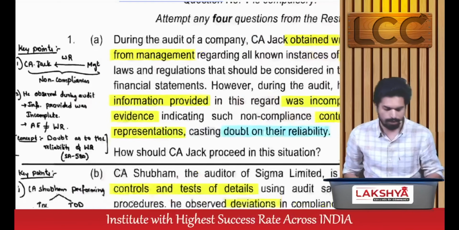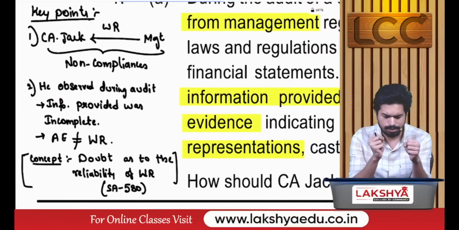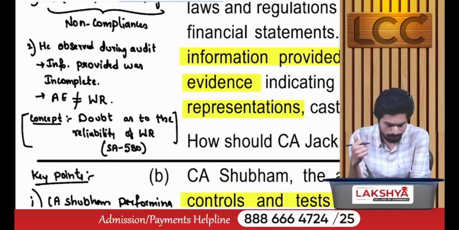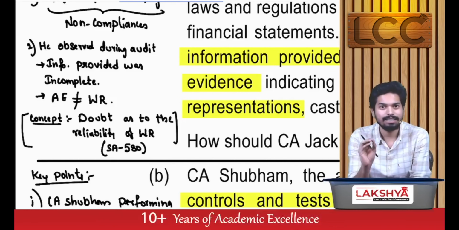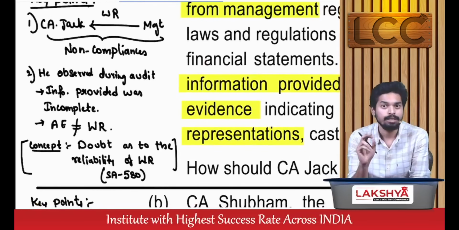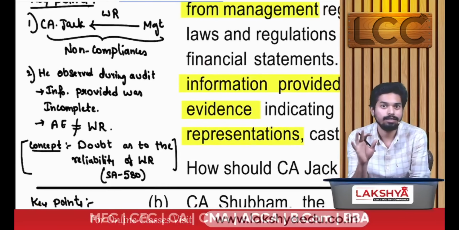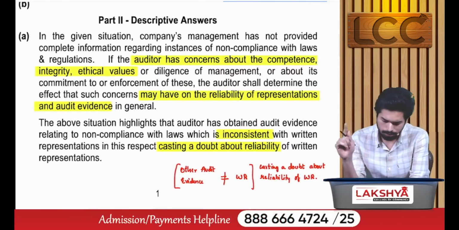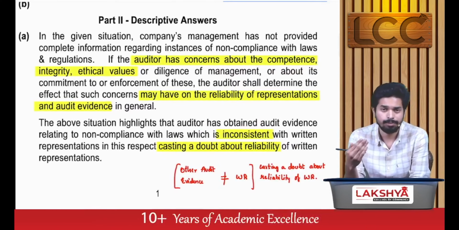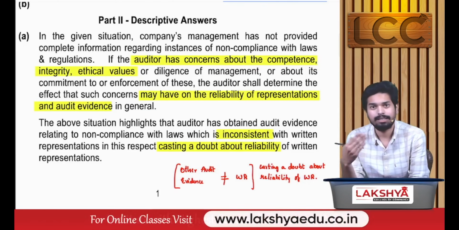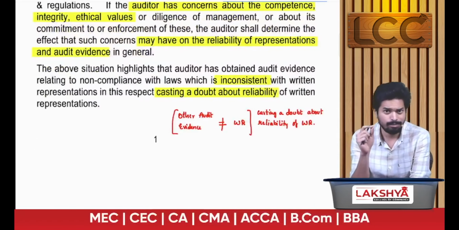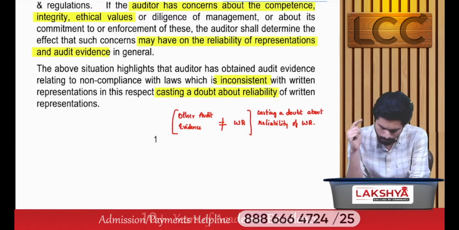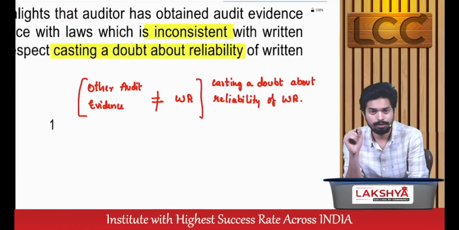Now, the key points in this question are: CA Jack has obtained written representations from management regarding the non-compliances, and he observed during the audit that the information provided was incomplete and the other audit evidence is not consistent with the written representations. Now the concept here is, the auditor is having a doubt as to the reliability of written representations. So the answer is, if the auditor has concerns about the competence, integrity, ethical values of the management, then the auditor shall determine the effect of that on the reliability of written representations. In the given situation, it is clearly mentioned that other audit evidence is inconsistent with the written representations, which clearly states that the auditor may have a doubt about the reliability of written representations.